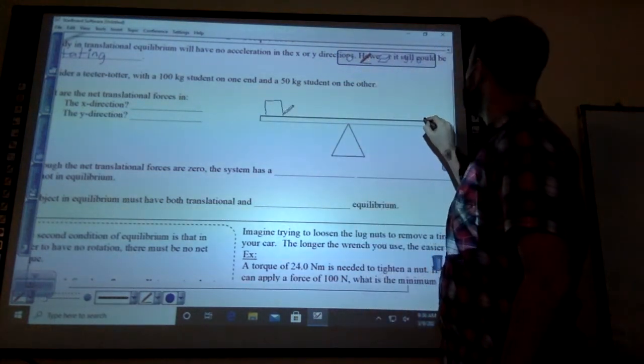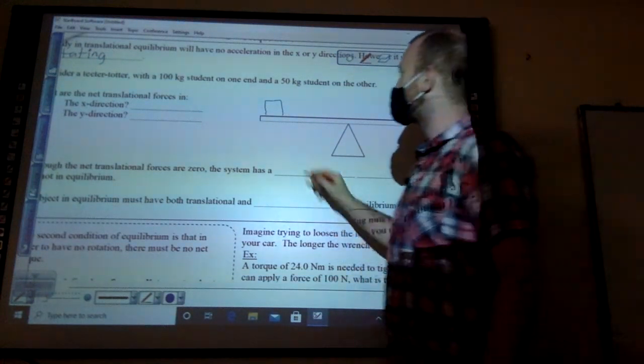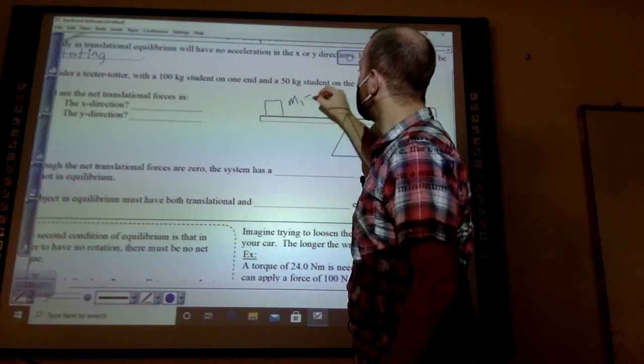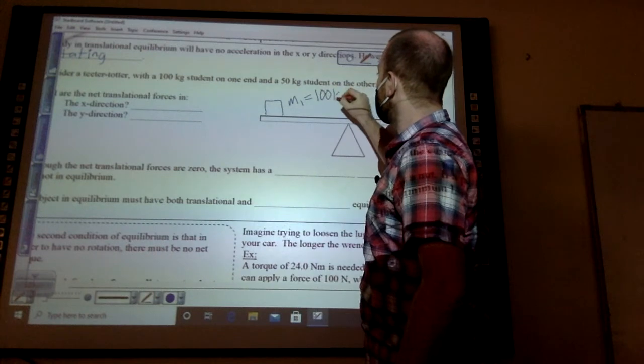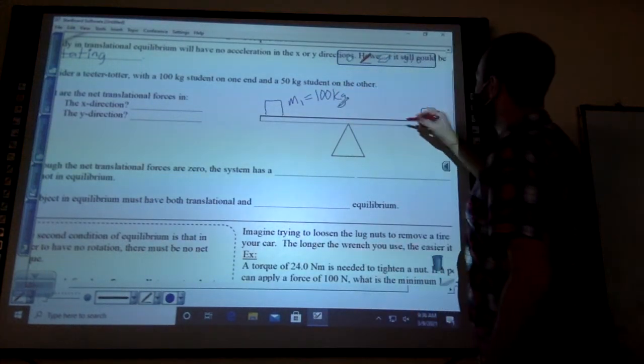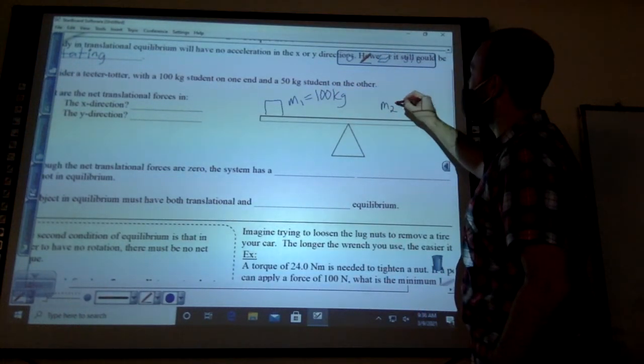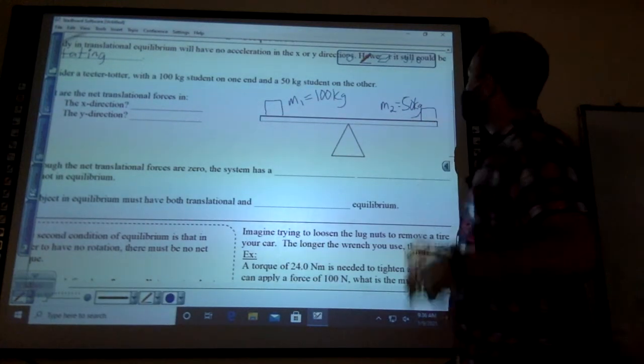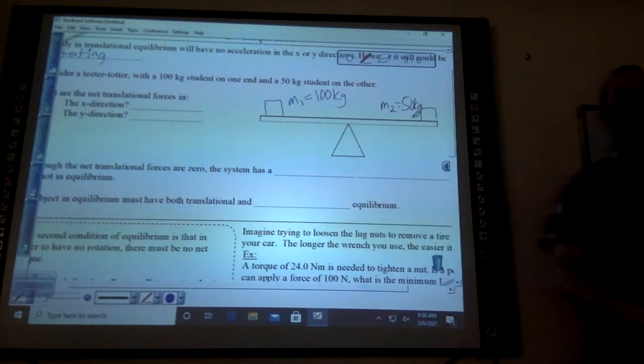So here's our two students. Yes, I just drew them as boxes. Let's say this is mass 1, which is 100 kilograms. This one over here is mass 2, which is 50. Intuitively, what's going to happen in this case?